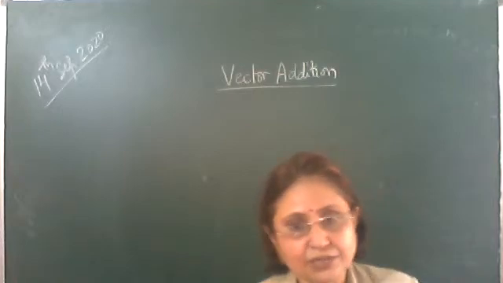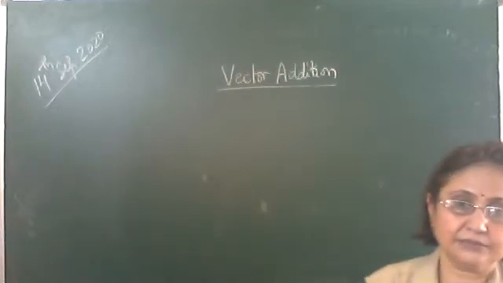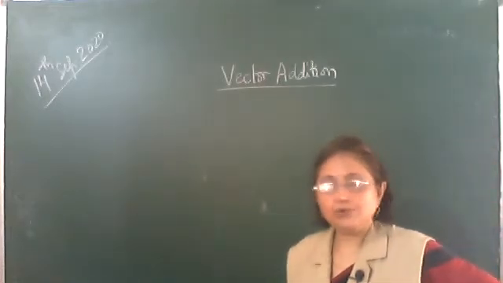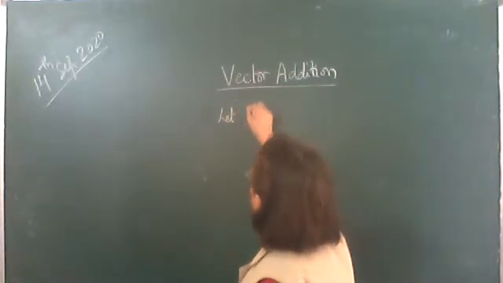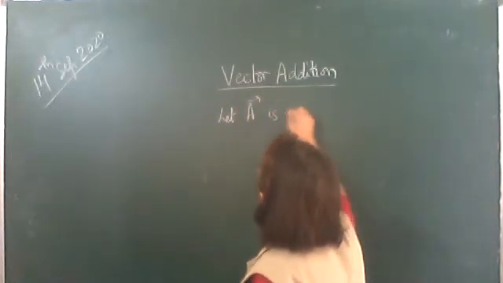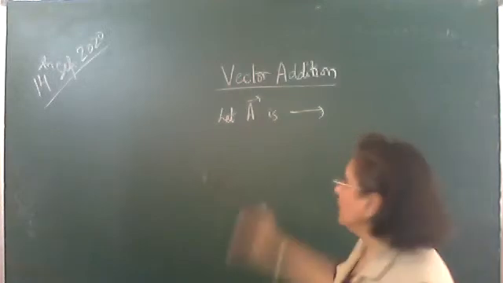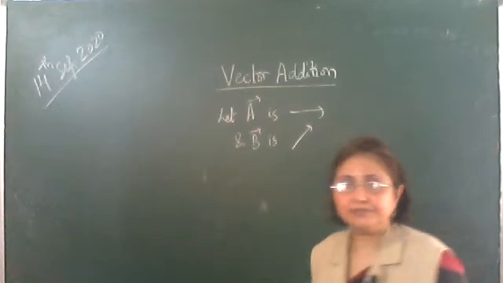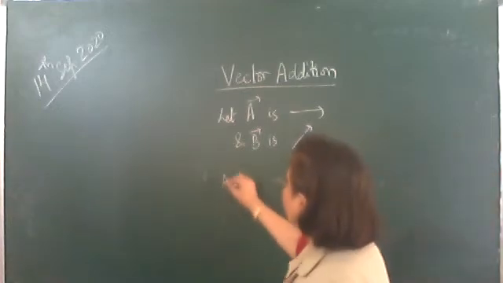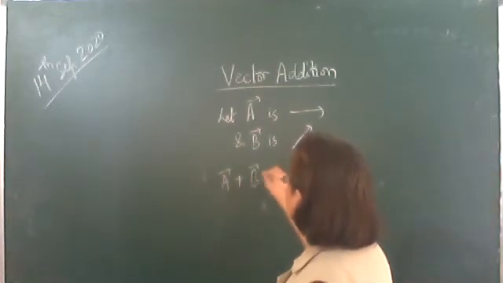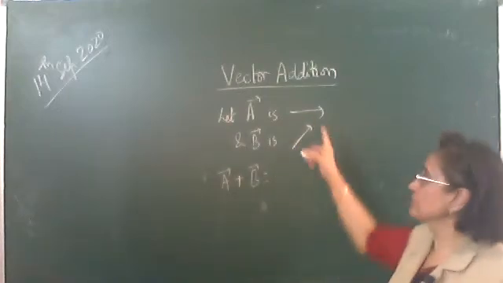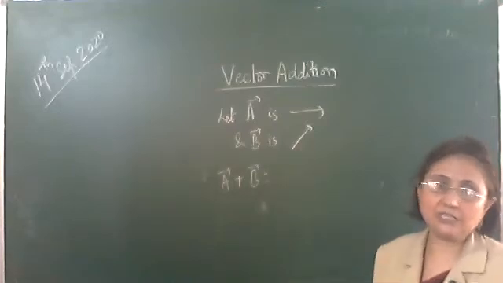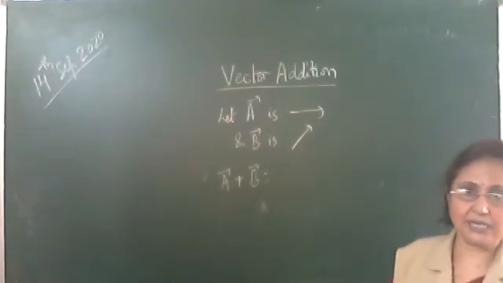Now for vector addition, first we'll study how it can be added graphically. There are two vectors A and B and we have to add these two vectors. Let A vector be as shown, this is the A vector, and B vector is in this direction, this is the B vector. Now we have to find A plus B vector. We won't add the magnitudes. Suppose this is 20 units, this is 30 units. It won't be 20 plus 30 equals 50 units. That is the scalar addition.